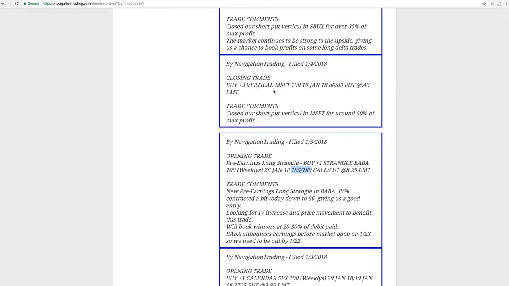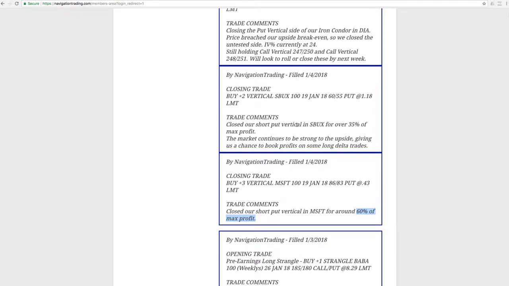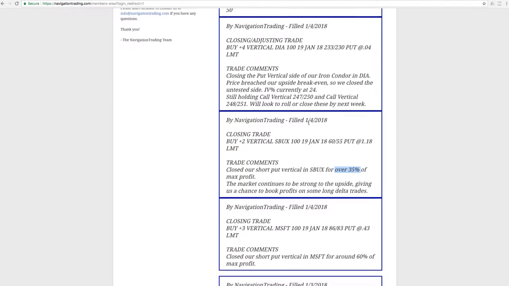Next trade was a closing trade in Microsoft. We had a short put vertical on, a bullish play in Microsoft, booked a profit of about 60% of max profit there. So that was a good trade. And same thing in Starbucks. We had a bullish trade on in Starbucks. We booked over 35% of max profit in that trade. So that was another good one.